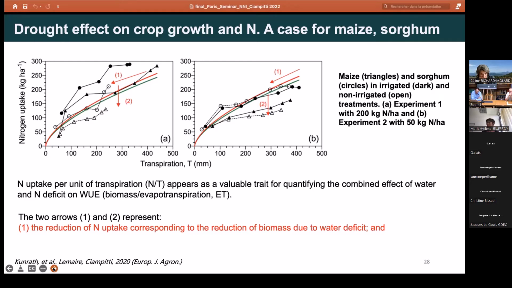And we have a high reduction, as you see on the first arrow. And then when you look at the reduction of N uptake, the second arrow shows the reduction of N uptake that is due to the reduction of the N supply, specifically separating these two factors. The one is a reduction of N uptake coming from the water deficit, and the second one is a reduction of N uptake that is coming from reductions of the availability of nitrogen because of the lack of water in the soil.